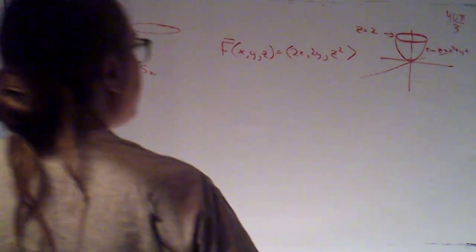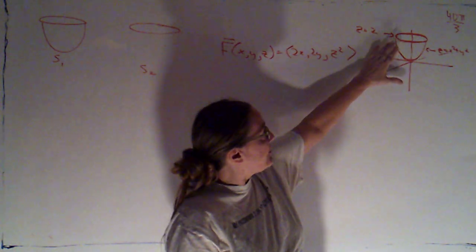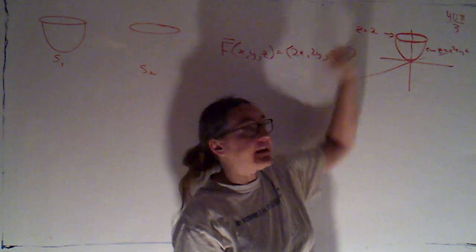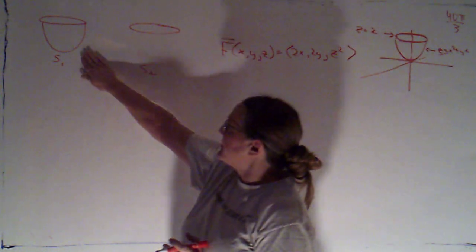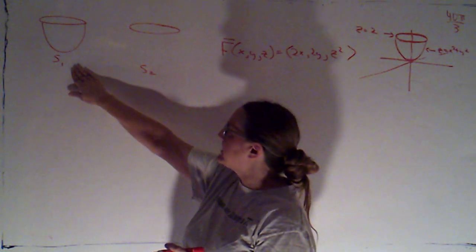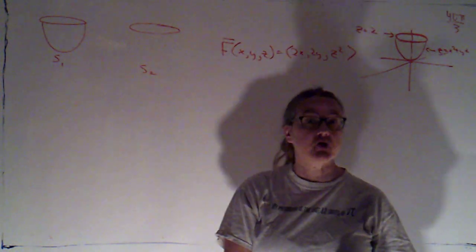Okay, so we're working with this problem. We had this solid region E that was enclosed by a paraboloid and a plane. And so its boundary surface came in two parts: the paraboloid, which we're calling S1, and the disk that we have sitting on top that we're calling S2.